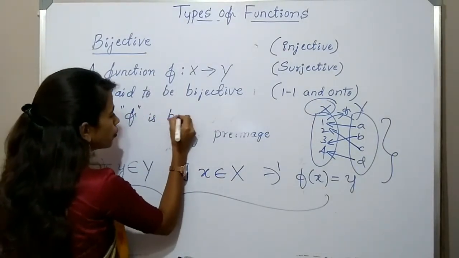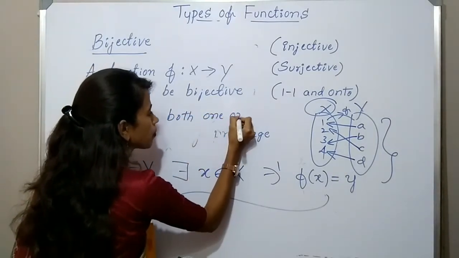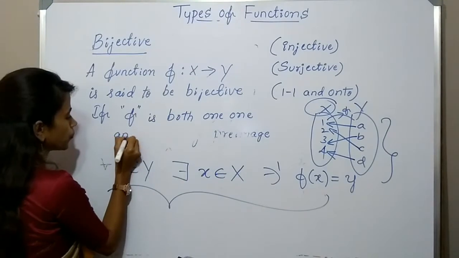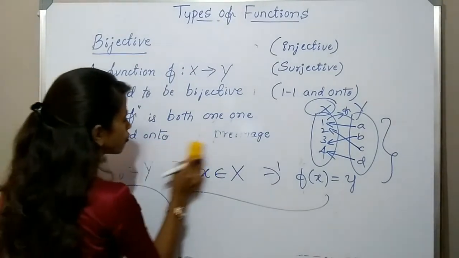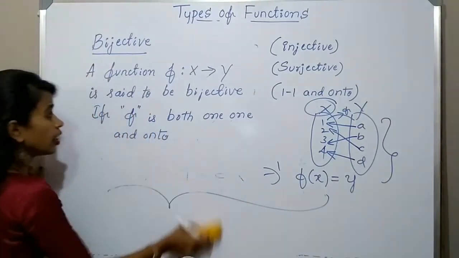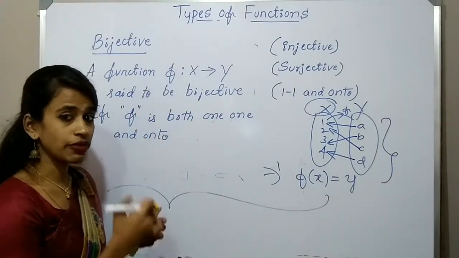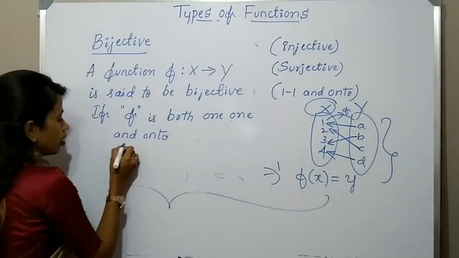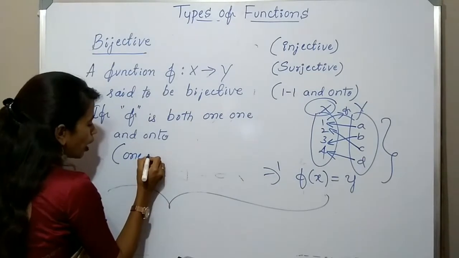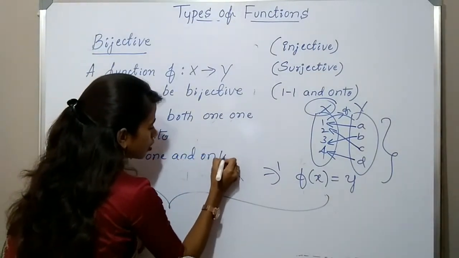is both OneOne and onto. So this is the definition for a bijective function. If a function f is both OneOne and onto, then we say that that function is a bijective function, or the other name is a OneOne and onto function.